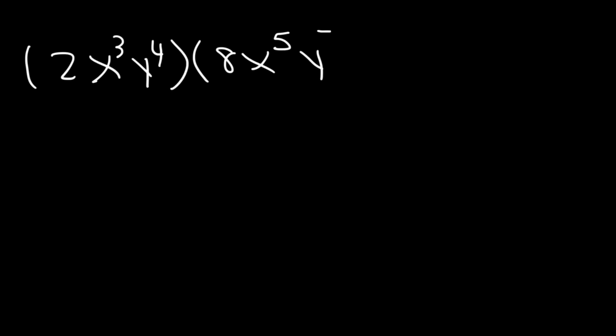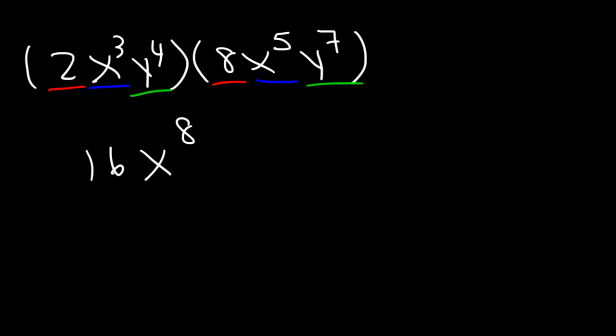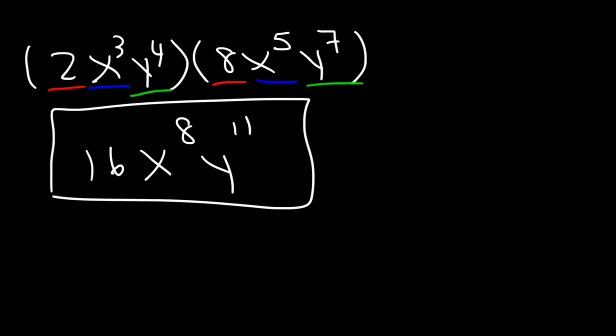Here's another one. 2x cubed y to the 4th times 8x to the 5th y to the 7th. Go ahead and multiply those 2 terms. So let's begin by multiplying 2 times 8. 2 times 8 is 16. Next, x to the 3rd times x to the 5th. 3 plus 5 is 8. And then y to the 4th times y to the 7th. 4 plus 7 is 11. And so you should get that answer.